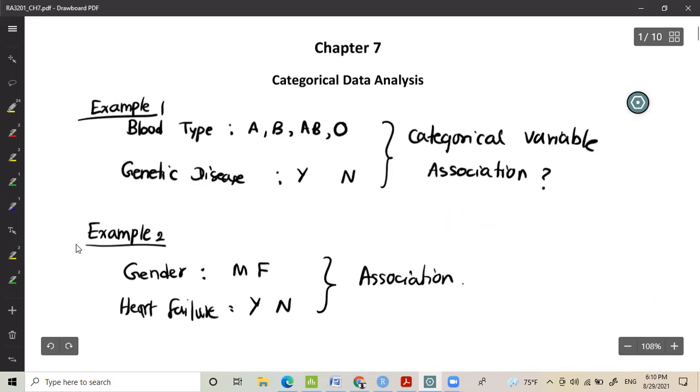Now again, you can find whether there is an association. Say this is a common heart failure. You want to find whether there is an association between being a male or a female and having that heart failure, or this type of heart disease, whether there is an association between gender and getting this heart disease. You should be able to find that, right? So there are several methods that we can use to identify whether there are any associations between categorical variables like that.